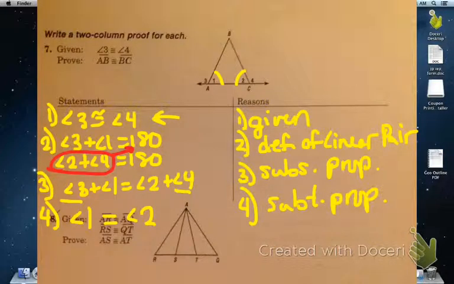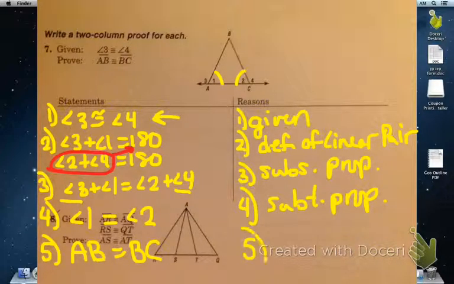Now we're down to angle 1 and angle 2. So we can switch over to the sides. Opposite of angle 1 is side BC, and opposite of angle 2 is side AB. So those two sides have to be equal because of the isosceles triangle theorem.